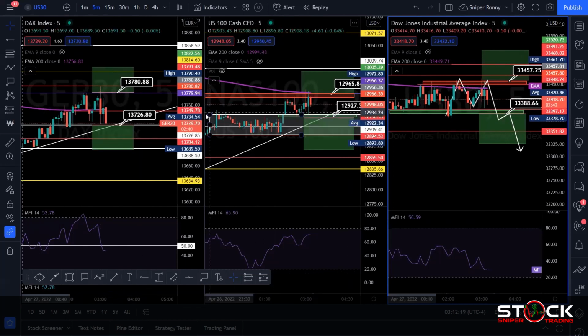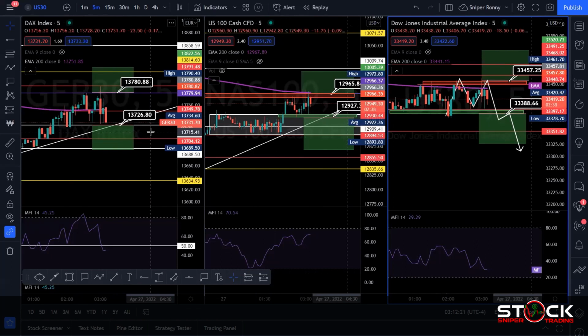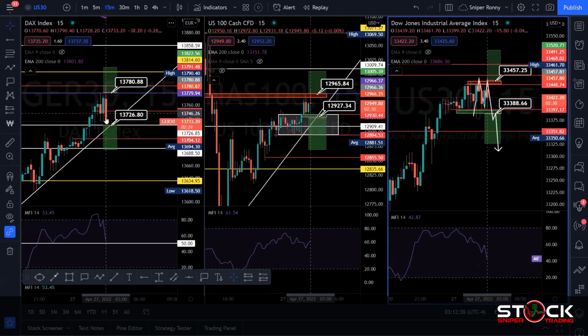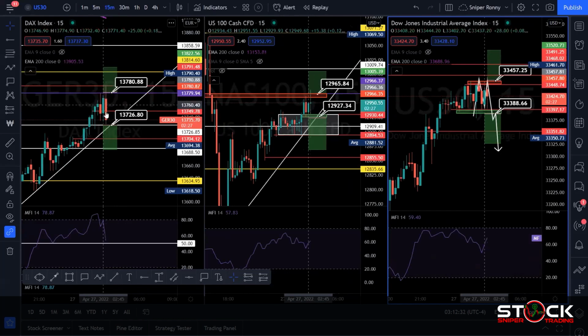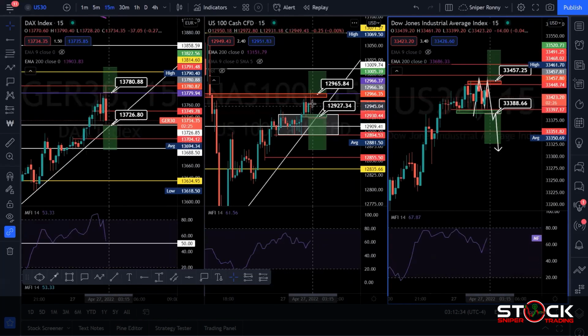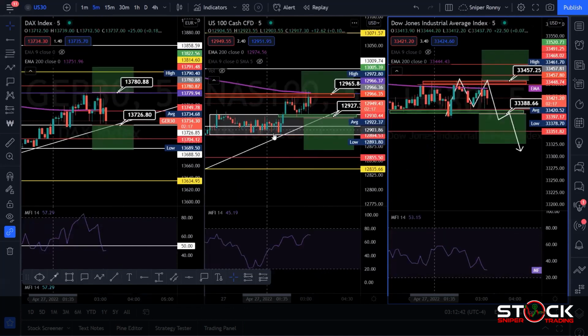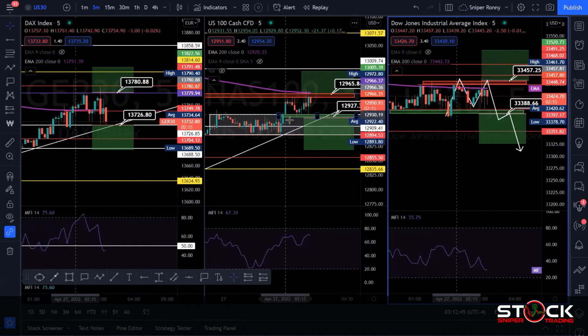2.5 more minutes to go, guys, and then we're going to get our first 15-minute candle. Might clean up a little bit more of the noise that just happened. So if I switch to 15, we got a nice big 15-minute candle getting rejected up there. NASDAQ is more of an indecision 15-minute candle, and here's US30. So they're a little bit different, but generally we are coming down bearish.